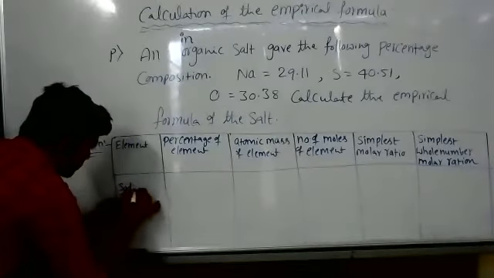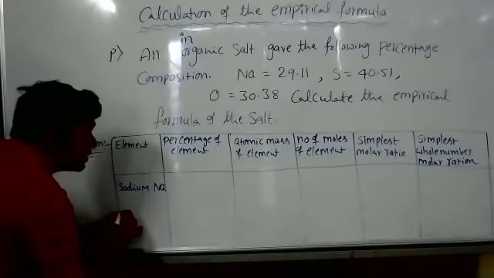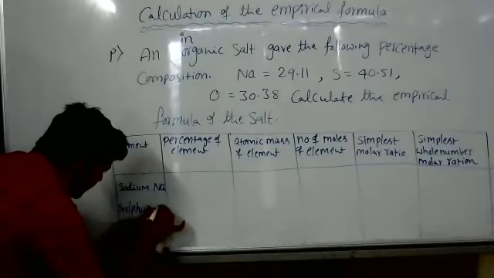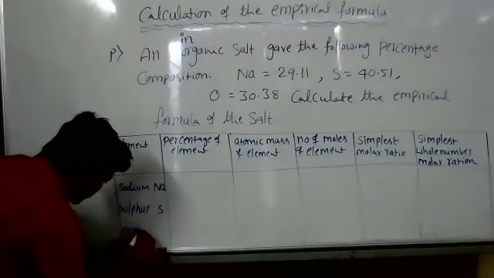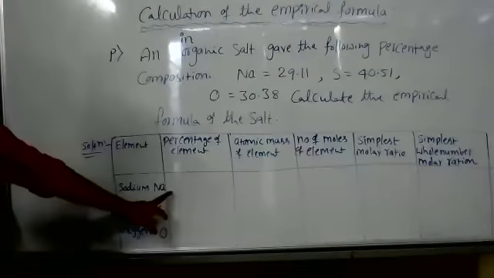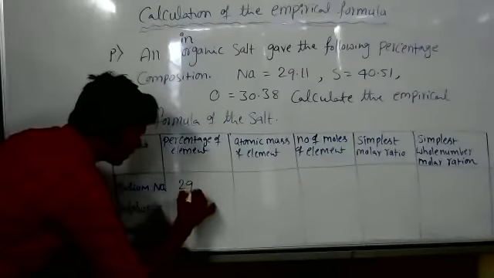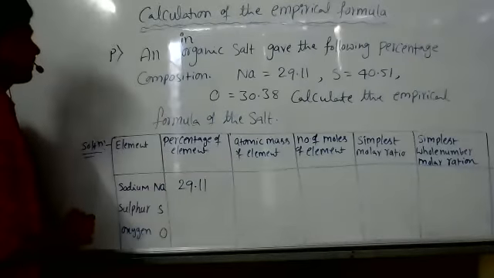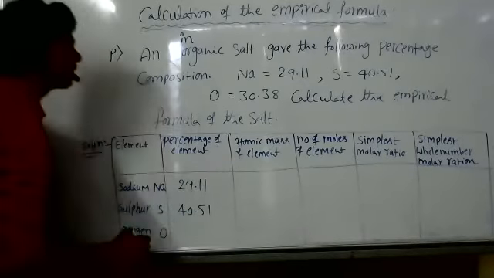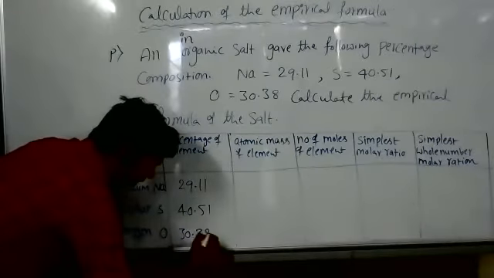Sodium, Na; sulfur, S; oxygen, O. Next, the percentage of each element. Sodium percentage is 29.11. Sulfur percentage is 40.51. Oxygen percentage is 30.38.